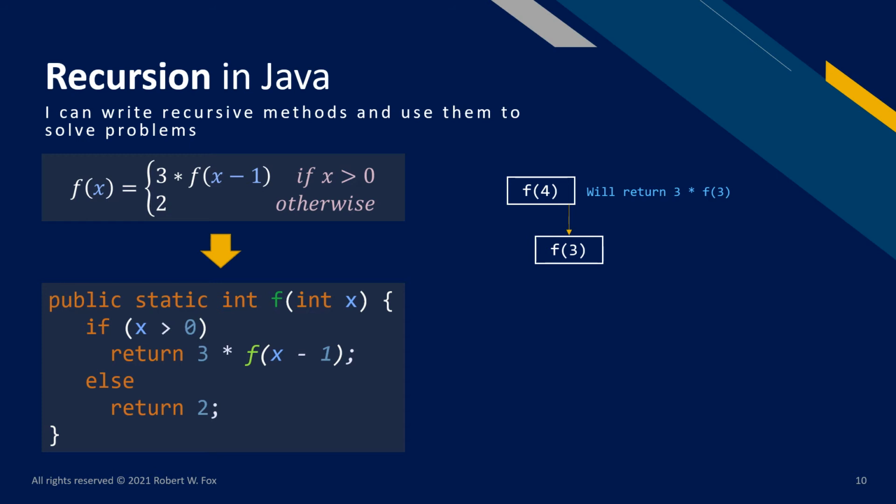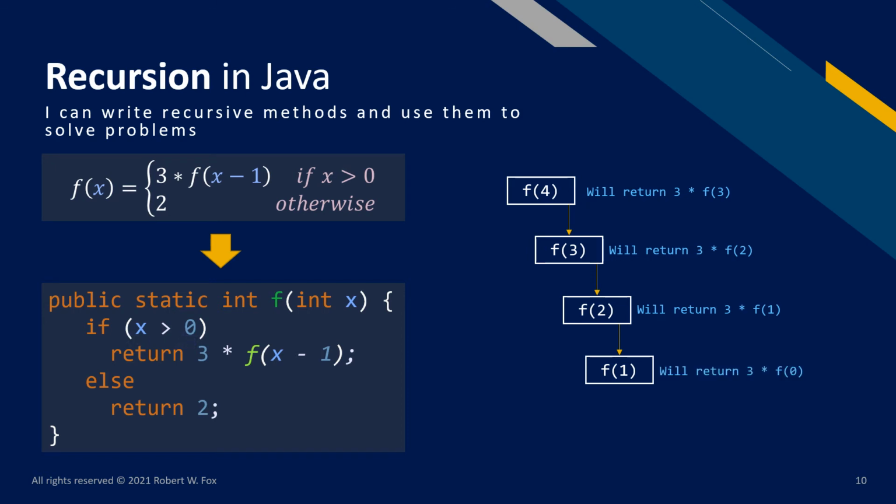So for f of 3, Java receives the 3 parameter and realizes it's greater than 0, so Java will return 3 times f of 2, except it has to wait because Java doesn't know what f of 2 is, so the method calls itself yet again. So for f of 2, x is 2, and Java realizes that that's still greater than 0, so Java is going to return 3 times f of 1. But Java doesn't know what f of 1 is, so the method calls itself yet again. When we get to f of 1, Java still sees that it's greater than 0, so it will return 3 times f of 0, and the method calls itself again.